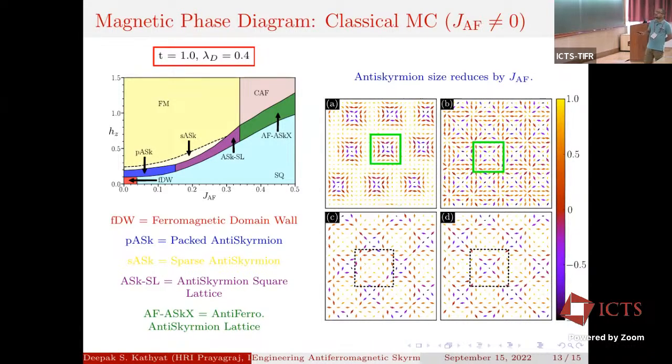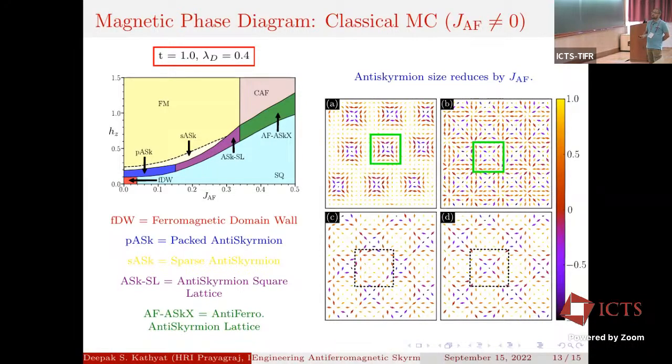So this is a result I've shown for the finite antiferromagnetic coupling case in the form of a phase diagram, where for these parameters we again simulate the classical Monte Carlo simulation for the effective spin Hamiltonian, and here I show the phase diagram between JF and HZ. The interesting phases are this filamentary domain wall structure, which lies at very small JF and small HZ. When we increase the Zeeman field, we see the packed antiskyrmion state.